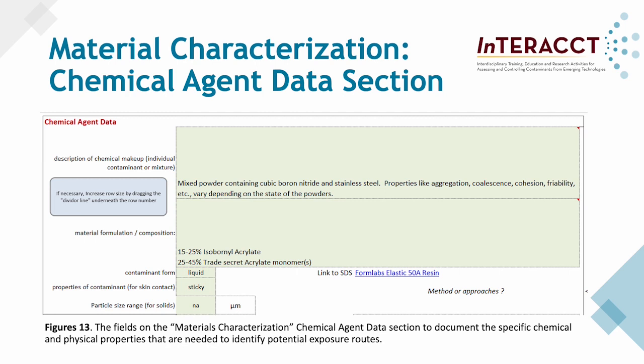In the next field, material, formulation, and composition, the chemical constituents are listed along with their percent in the mixture. This can be percent mass or volume and is ideally identified as such. As you can see in the example shown here, the composition is often expressed as a range rather than an exact value. The next two fields, contaminant form and properties of contaminant: for skin, liquids can be inhalation hazards if they're likely to evaporate or are aerosolized, and can be dermal hazards if they get on the skin or have properties that favor impacting or crossing the skin barrier.